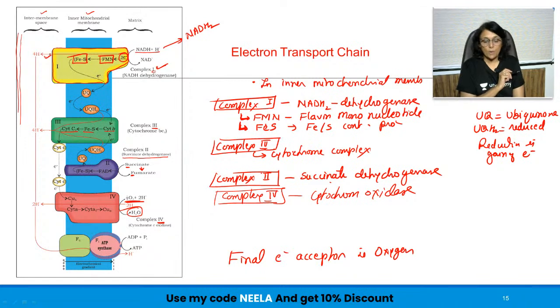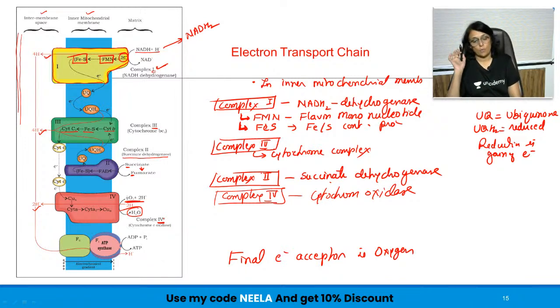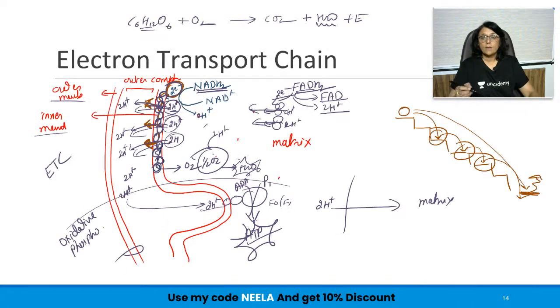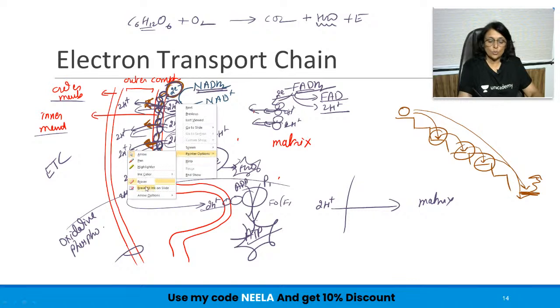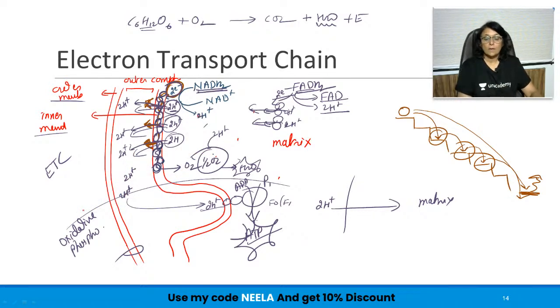This is place number 1. The second place where protons are pumped is complex number 3, and the third place where protons are pumped is complex number 4. Now in the previous diagram which I showed you, we said NADH2 releases a pair of electrons, and this sends one pair of protons, a second pair, and a third pair of protons. When one FADH2 dissociates, it releases one pair of protons and a second pair of protons.